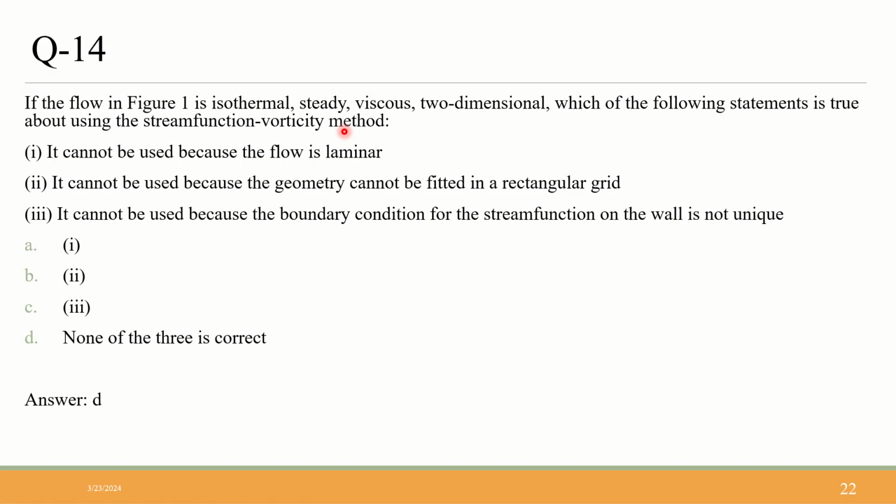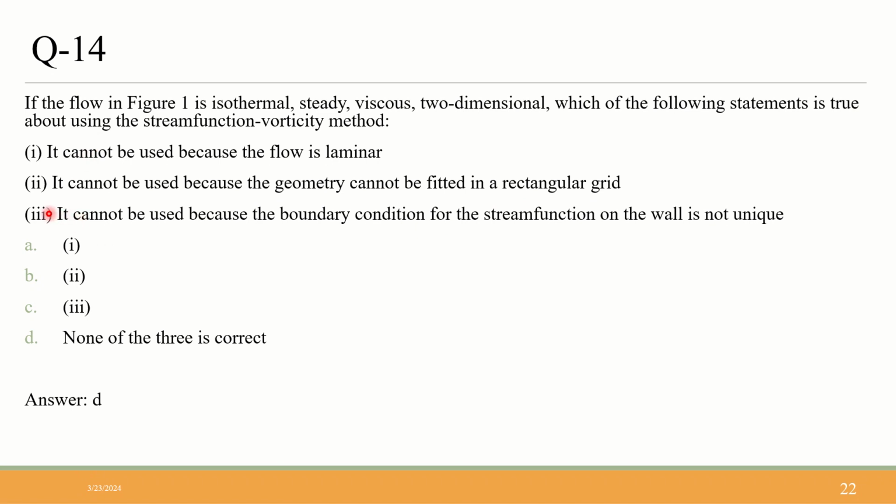and it is a transient problem. So the first statement is it cannot be used because the flow is laminar. It is false because it can be used for laminar flow problems. And second, it cannot be used because the geometry cannot be fitted in a rectangular grid. Again, it is false because it can be done. Because it is a two-dimensional problem, it can be easily fitted. It cannot be used because the boundary condition for the stream function at the wall is not unique, which is not true. So all three statements are false.